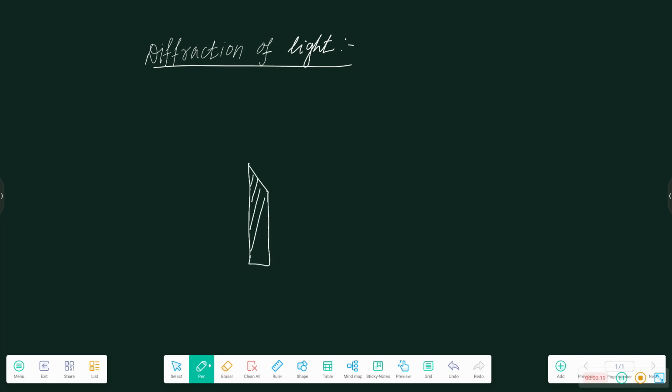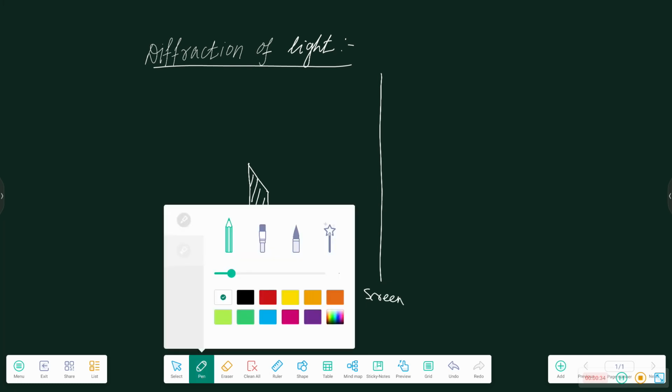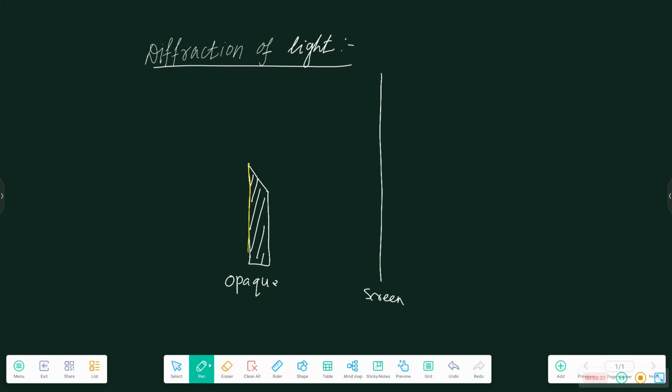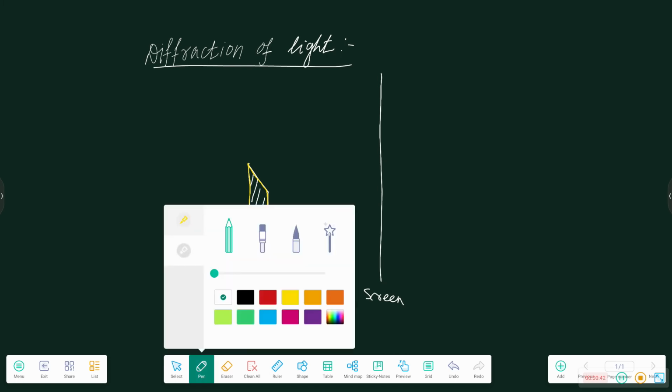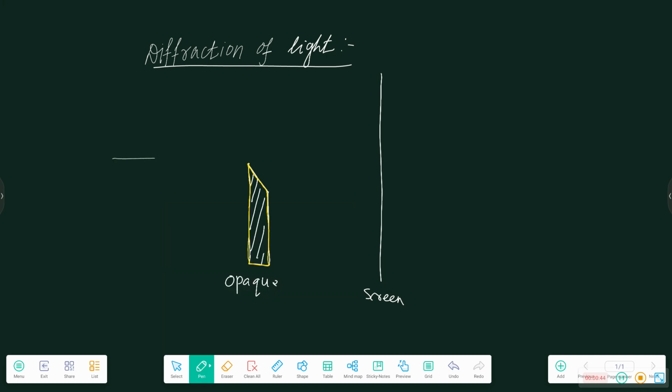Okay. Now see, here I am keeping one opaque object, and here we have a screen. Light is coming from here. This opaque object has a sharp edge, this edge is a sharp edge. This is the screen. Now white light is coming. Basically you can write it is light only coming. Light means white light.